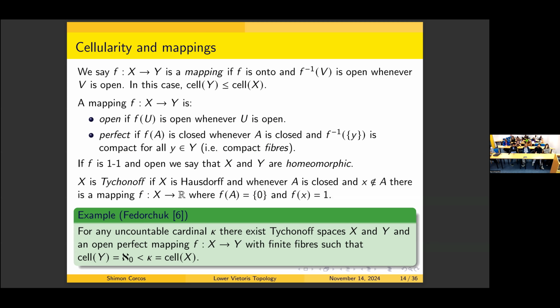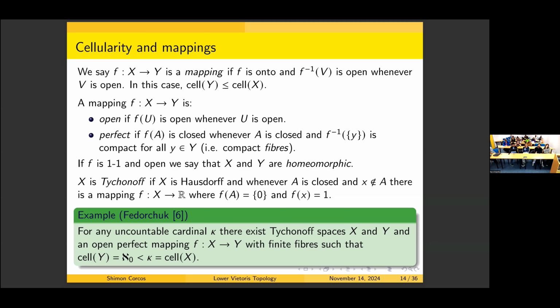So we need to define a few things first. A mapping is open if it preserves open sets, and it's perfect if it preserves closed sets, but also if the fibers, which are the pre-images of points, are all compact.